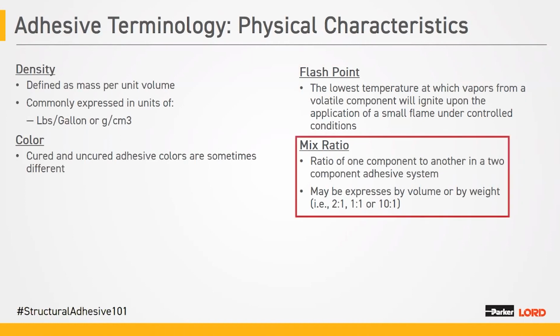The mix ratio is for two component materials. It tells the ratio of one component to the other in the adhesive system. It can be expressed either by volume or by weight, oftentimes both. And when you see by volume, there's often a common mix ratio such as 1:1 or 2:1 or even a 10:1 ratio.